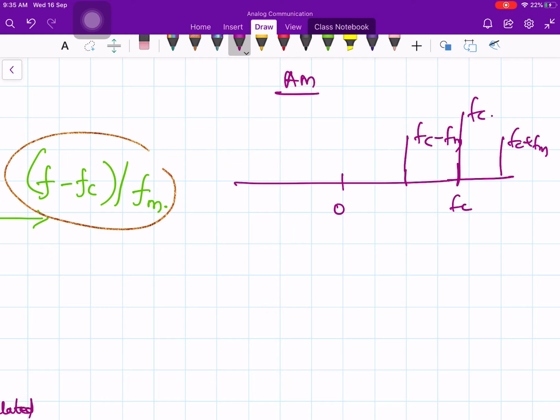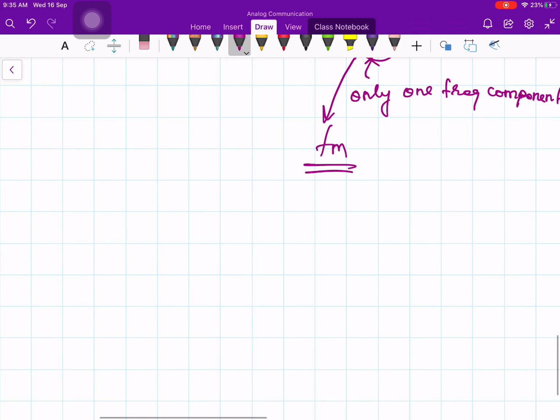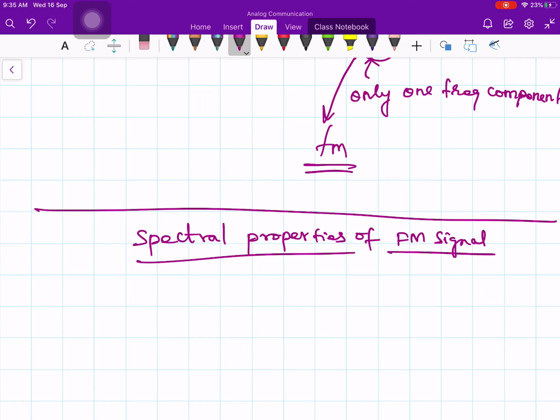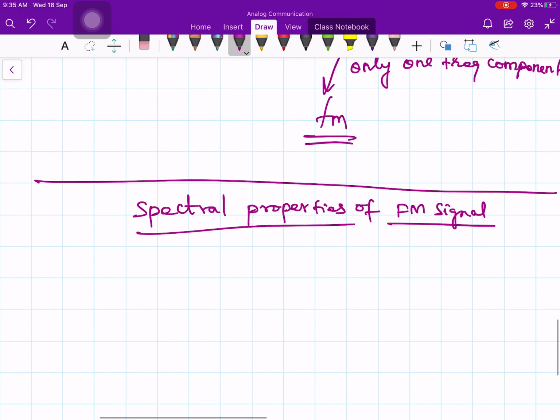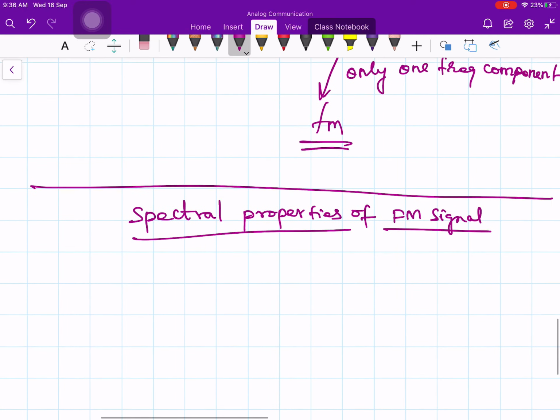Okay, now let us look at the spectral properties. In the previous class we looked at properties of the Bessel function. Now let us look at spectral properties of the FM signal, wideband FM signal or FM signal, not an issue. Okay, now let us summarize what are the important spectral properties that we can derive, the spectral properties which are implied by the properties of Bessel functions.